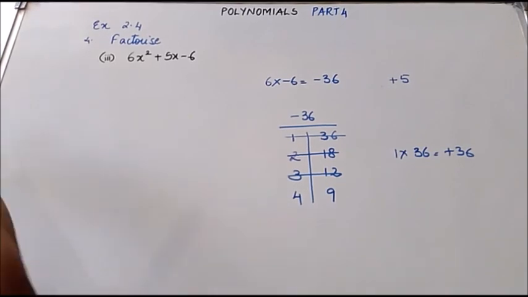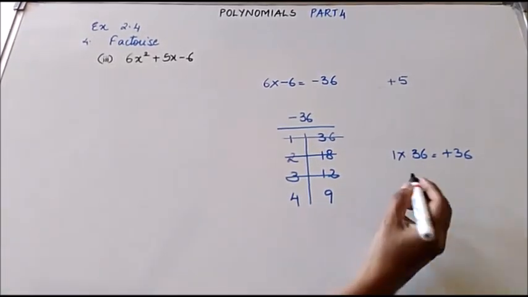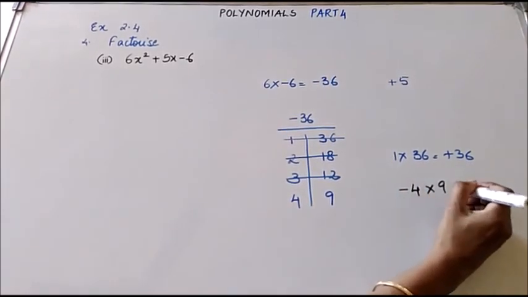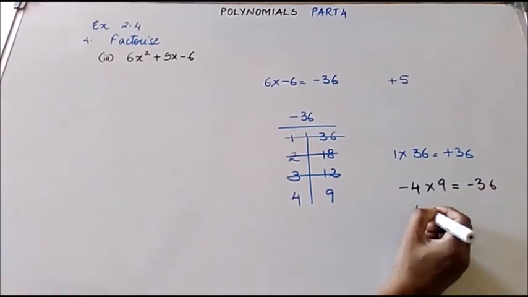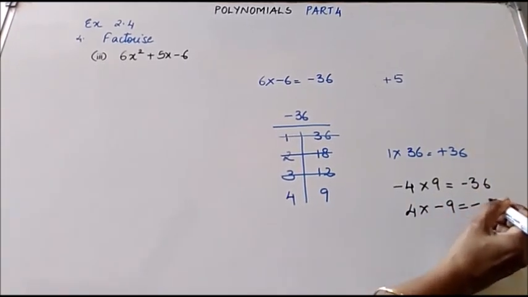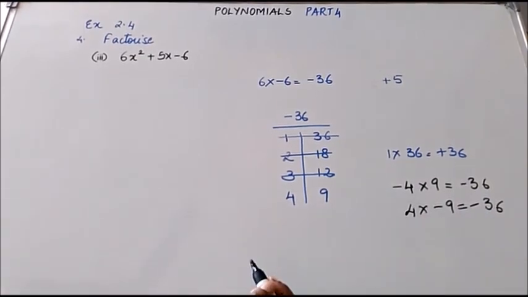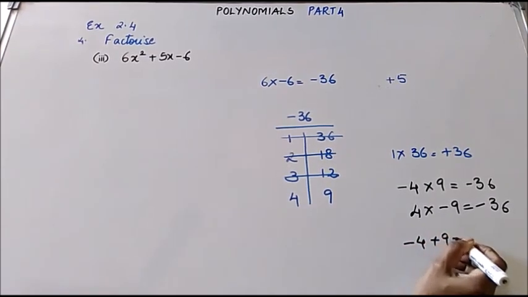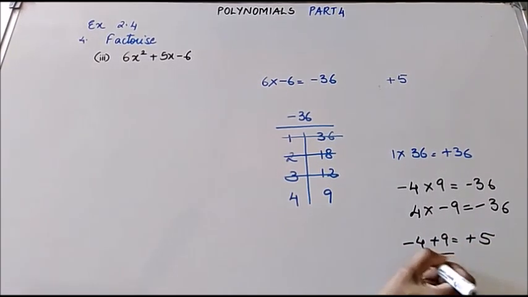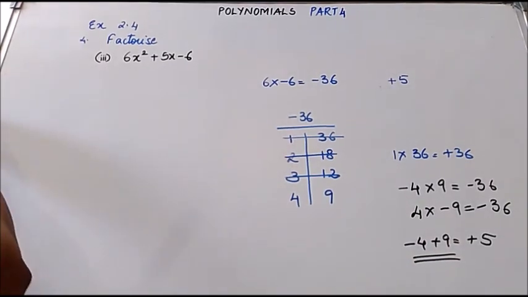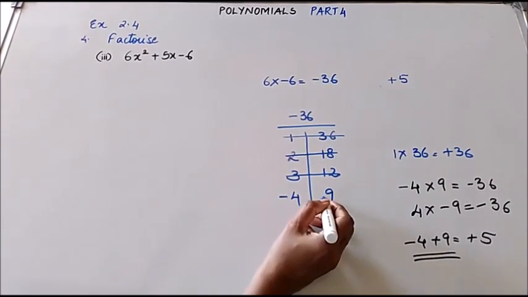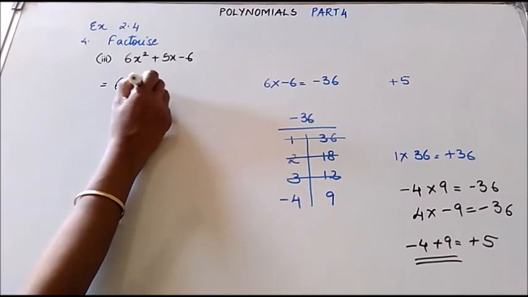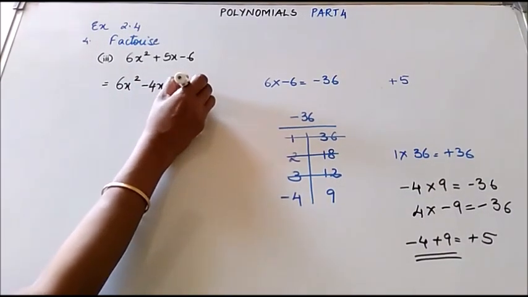Now let us find out which factor should have negative sign. Now here, minus 4 into 9 will give me minus 36. Even 4 into minus 9 also will give me minus 36. Now which one should we take? Here we have got plus 5. Now we know minus 4 plus 9 will give me plus 5. So this is the factor that we are supposed to take. That is, we have here minus 4 and a plus 9. Now going back to the question, we can write it as 6x square minus 4x plus 9x minus 6.